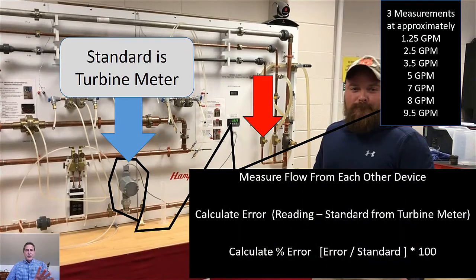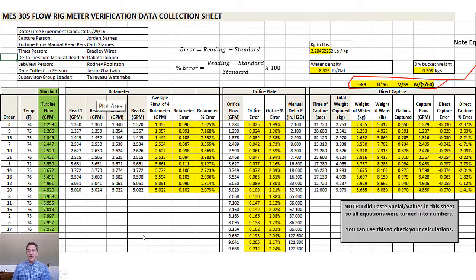From each of those other flow devices, we'll calculate error, the reading we got minus the standard from the turbine meter, and then we'll calculate percent error. Whatever that error is, the difference divided by the standard, which is the one from the turbine meter, times 100. So that's what we're going to do, and you're creating a spreadsheet to help with that.